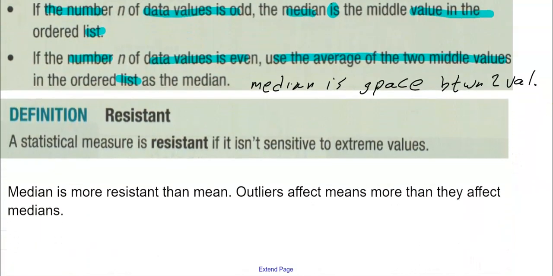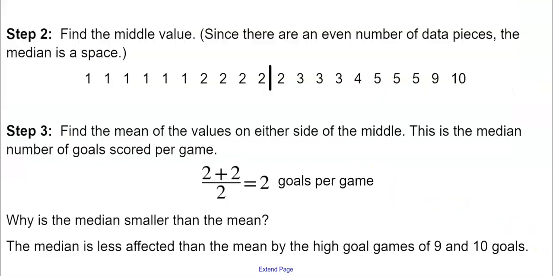So a statistical measure is resistant if it is not sensitive to extreme values. Medians are not sensitive to extreme values. So a median is always more resistant than the mean. Outliers affect means more than they affect medians. If something is super expensive compared to everything else, my average will go up, but the median will not. We're going to see that here in a moment.